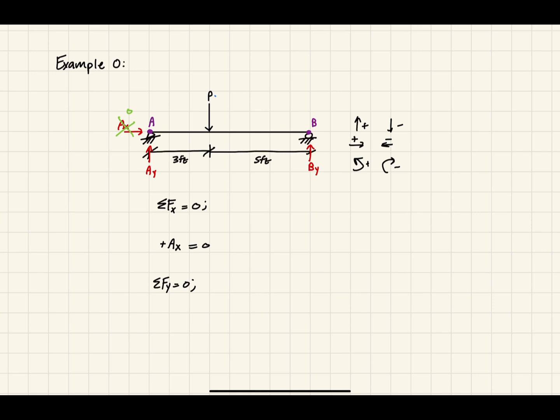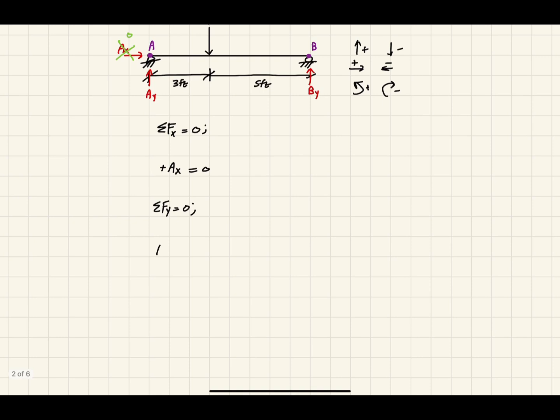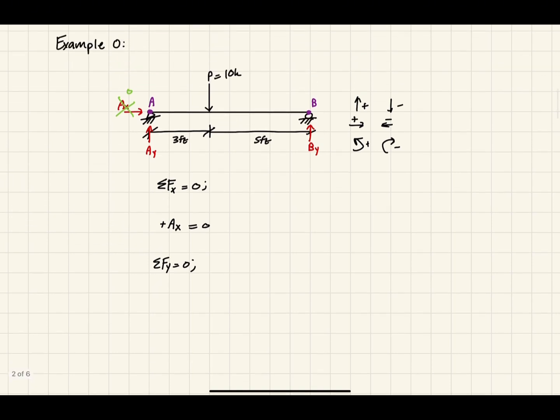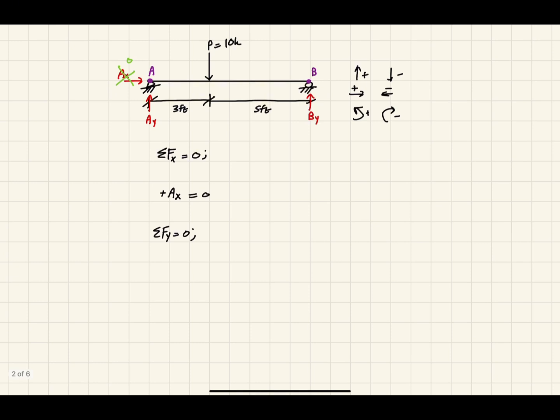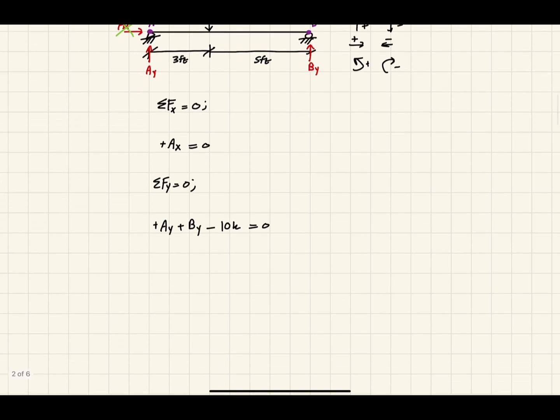And I should have denoted this in my problem, but let's say P is equal to 10 kips. So when we do sum of forces in the y direction, we want to do positive AY plus BY minus 10 kips is equal to 0. Now, we can simplify this a bit by doing AY plus BY is equal to 10 kips. We want to solve for the reactions individually. This is just an expression.